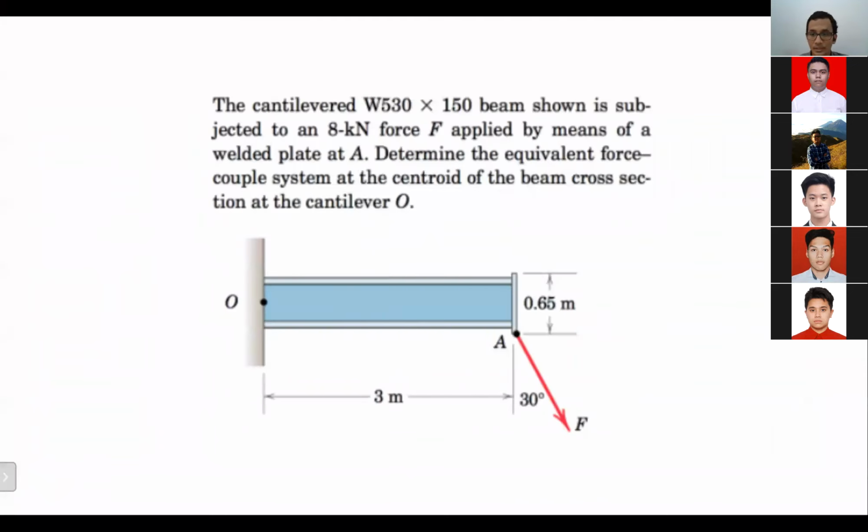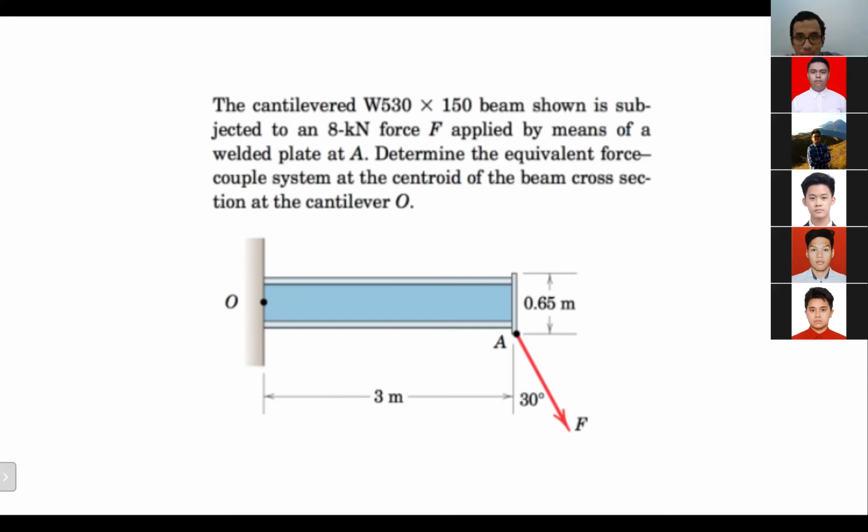Okay, let's try to do this together. I believe most of you will be able to do this. The first thing that you're supposed to do is to understand the problem. The cantilever is subjected to 8 kilonewton force, as you can see in the picture, the red one. And it's happening at point A.